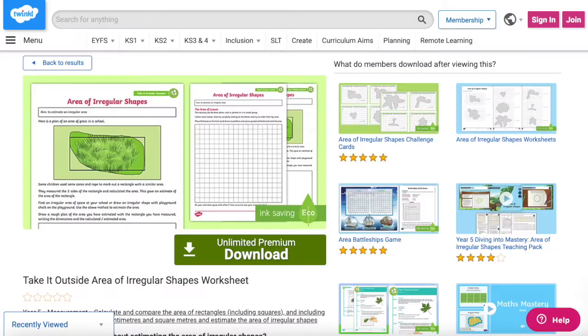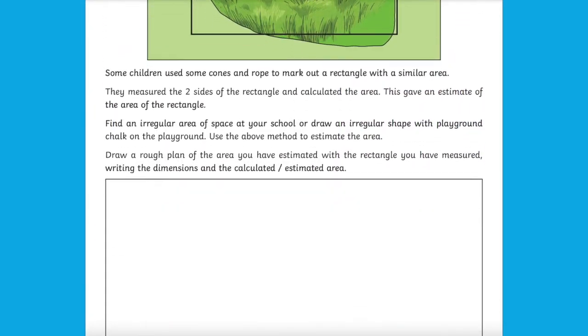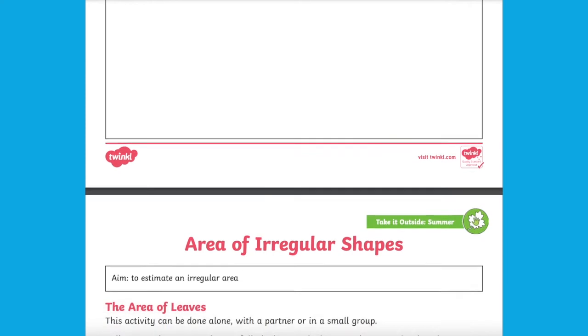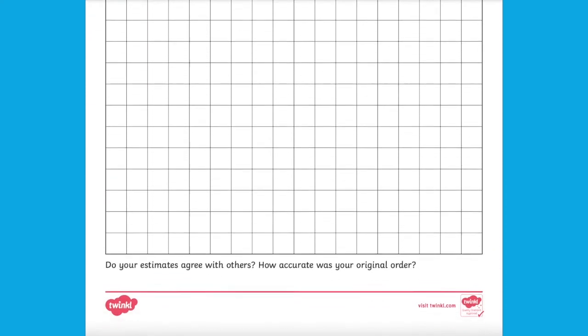And if the weather is fine, then let's take it outside with this fantastic worksheet. This can be a fun way to take your maths lessons outside. These worksheets provide some outdoor activities to estimate the area of irregular shapes.